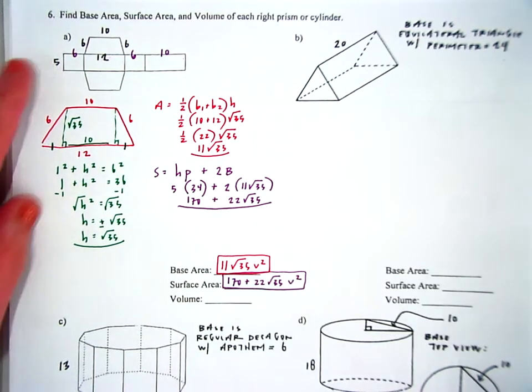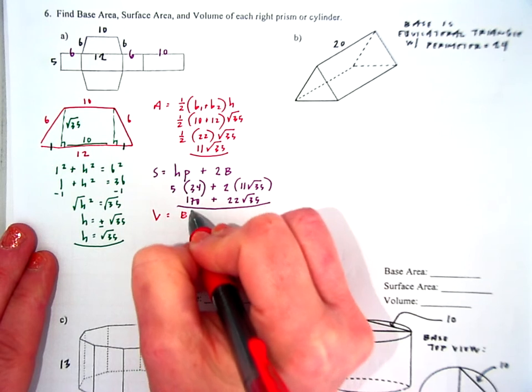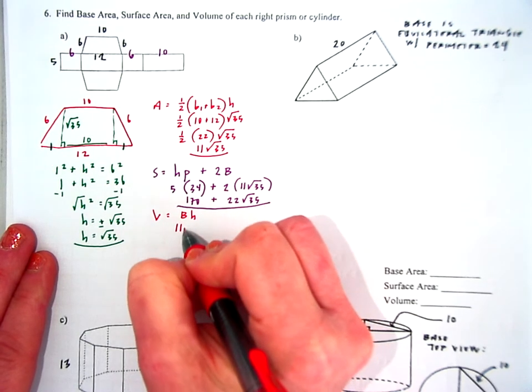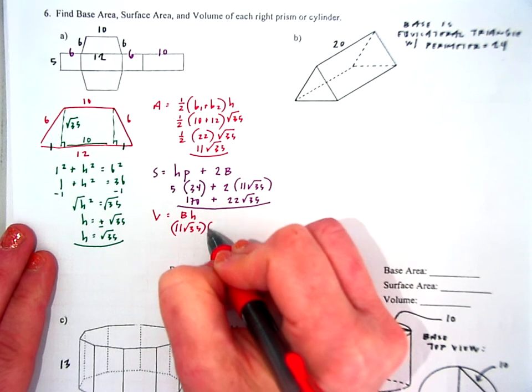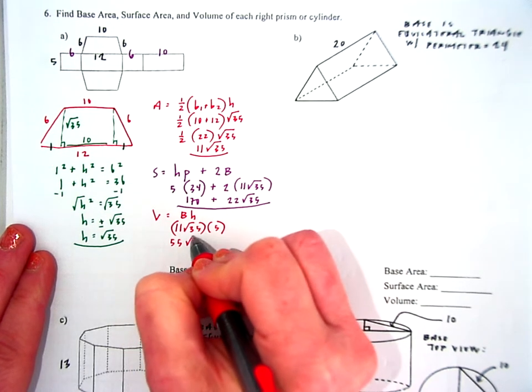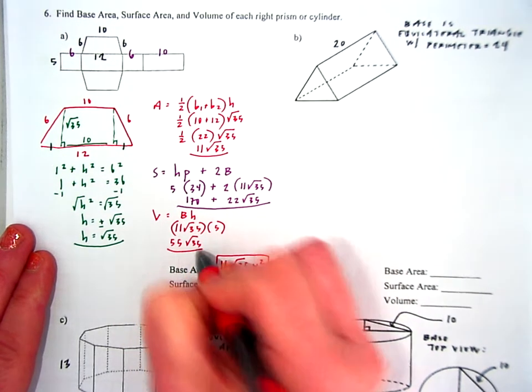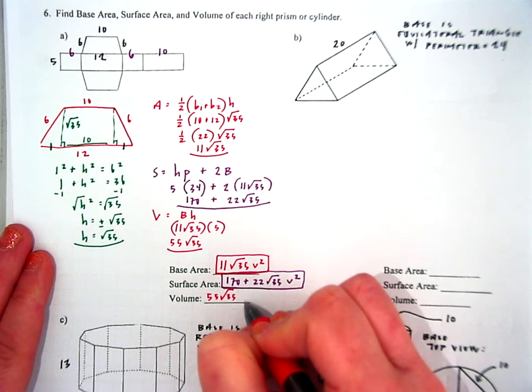Okay, lastly, looking at volume. Volume is base area times the height. So 11 root 35 times the height of the prism, which is 5, will get me 55 root 35. Units cubed.